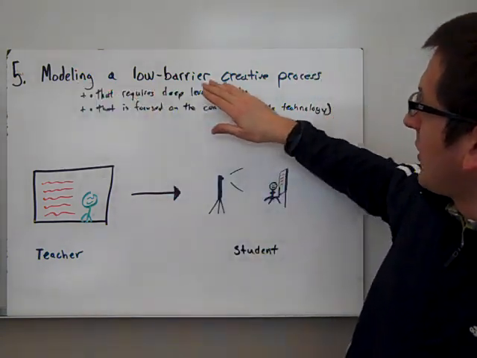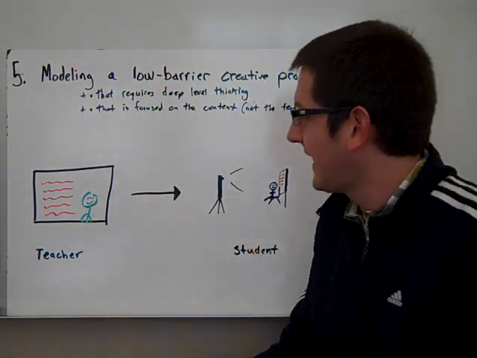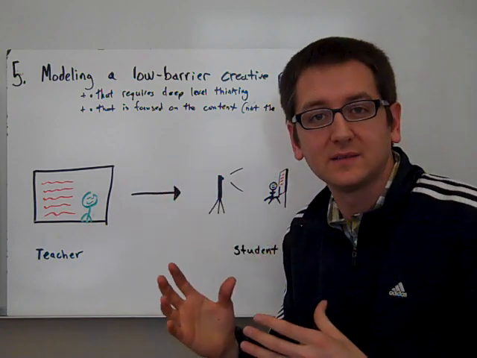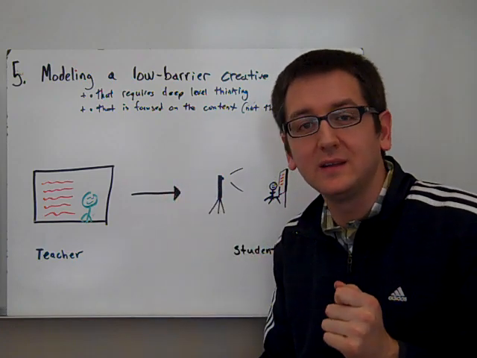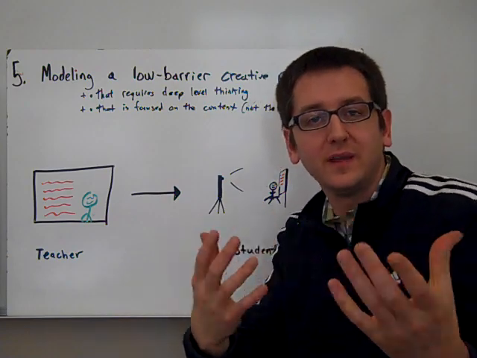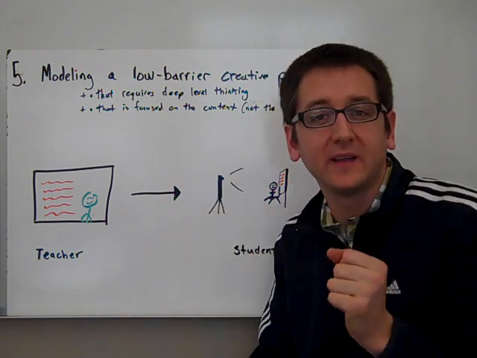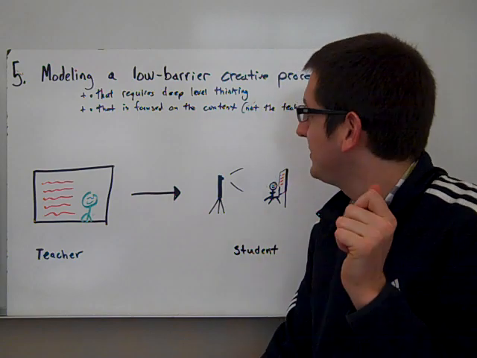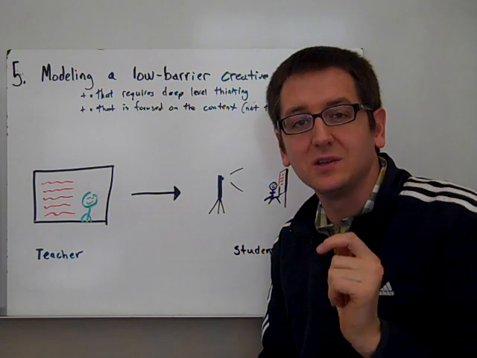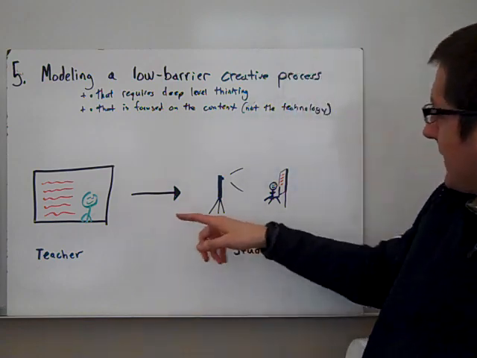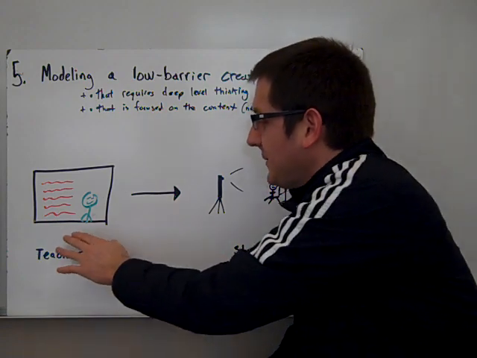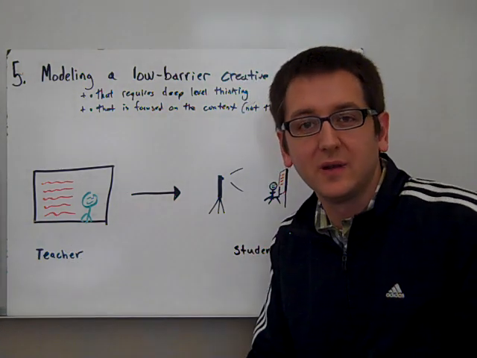So if we're modeling a low barrier creative process for students, that means we have the teacher creating video content like this. And then the best thing we can do to challenge the students in the classroom is say, hey, I've modeled this way of really focusing in on the content and this deep level thinking about the content. Now I challenge you, the students, to create your own, so students can now create their own lecture content in the image of what they see their teacher doing every day.